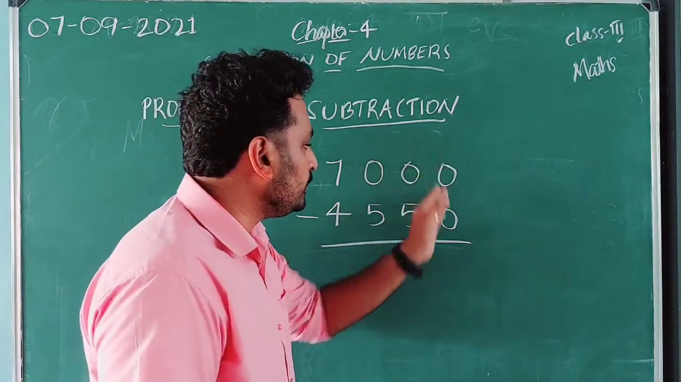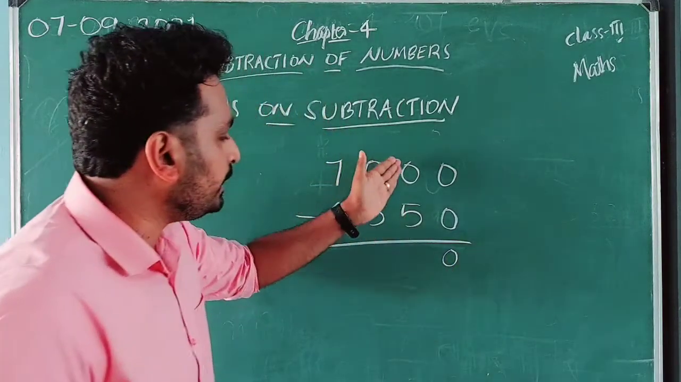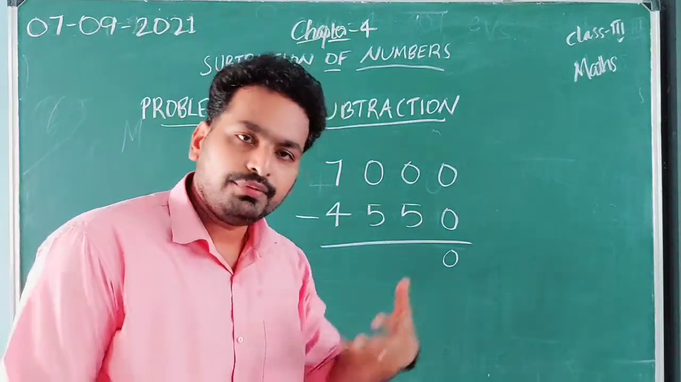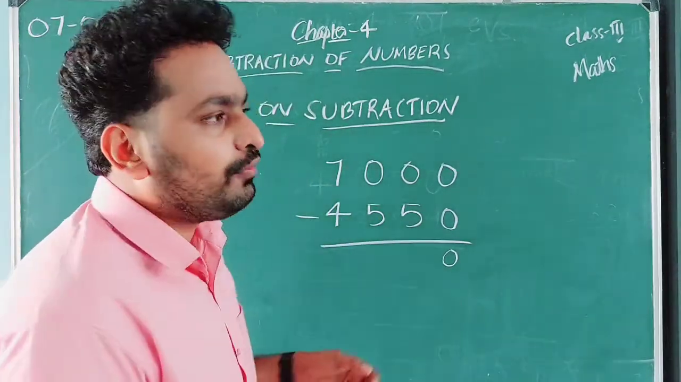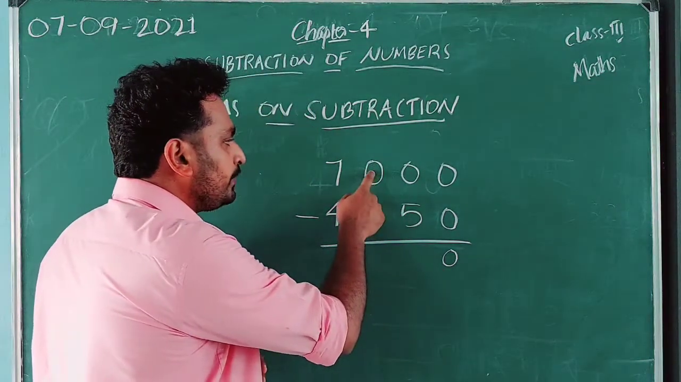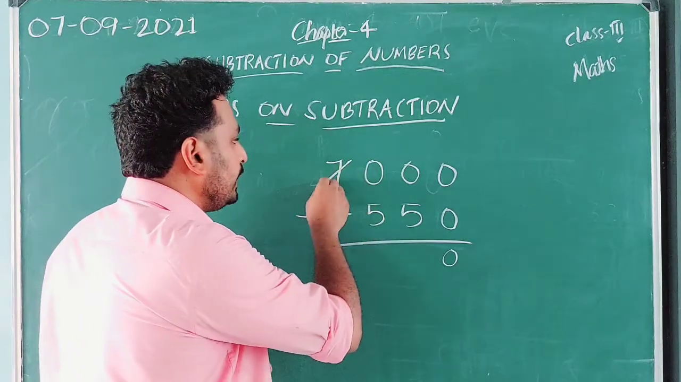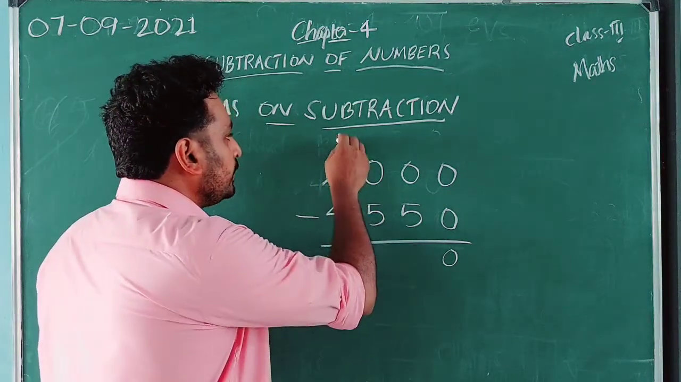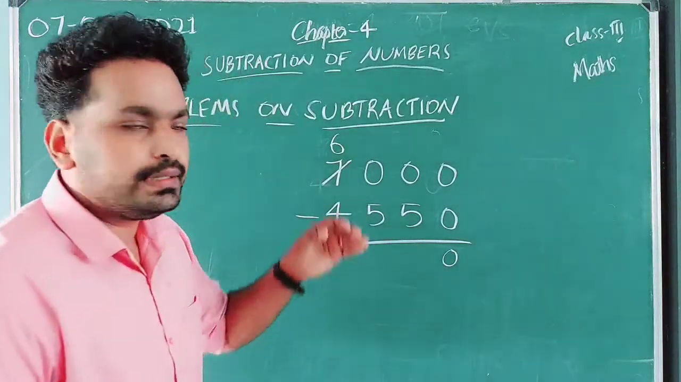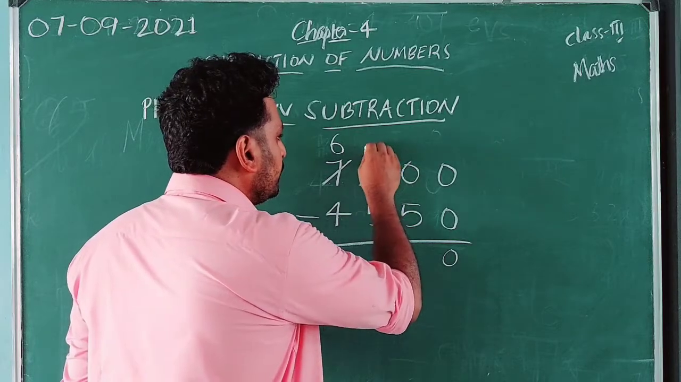First, ones column, 0 minus 0 is 0, that you all know. Then tens column, 0 minus 5. You cannot subtract 5 from 0. Why? Because 5 is bigger than 0. So let us cut and take 1 from this number. Here also 0 is there. So let us cut and take 1 from this number. Then this number will become 7 minus 1, that is 6. That will move to this number. Right, 10.